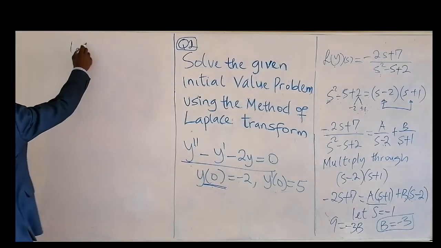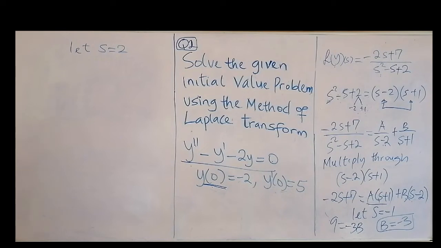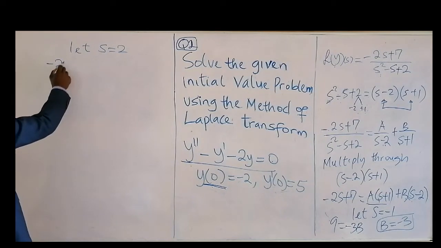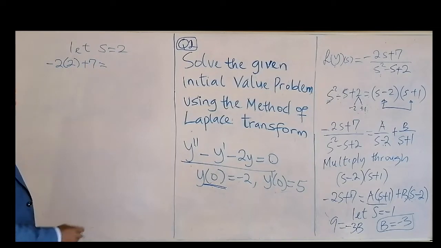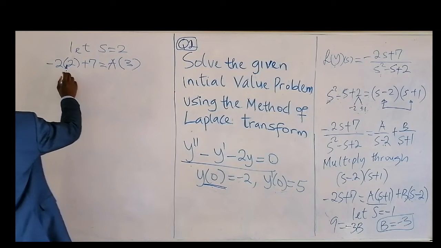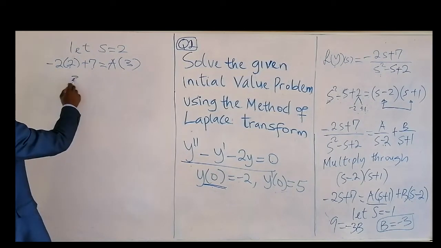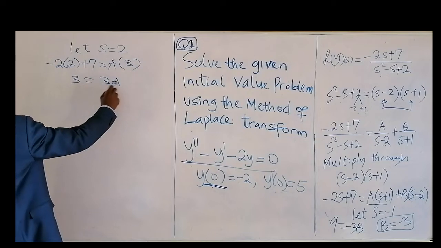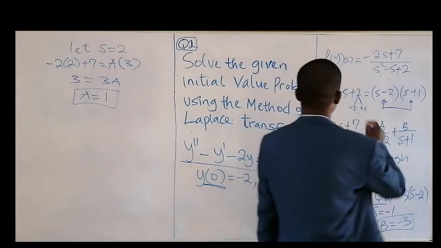We can also substitute for s equal to 2. So let s be 2. In that case, we're going to have minus 2 times 2 plus 7 equal to A times 2 plus 1, which is 3. So this will be minus 4 plus 7, which is 3, equals 3A. So A is 1.